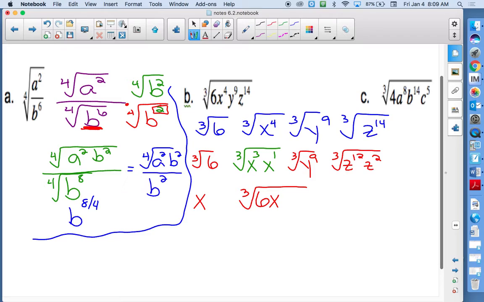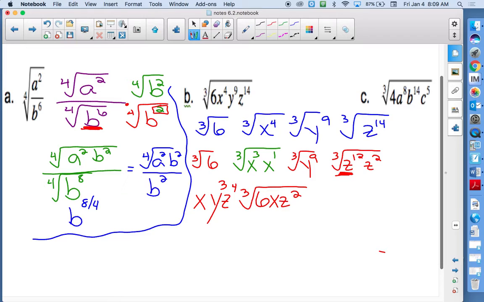How about the cube root of y to the 9th? Good, that's y cubed. And then the cube root of z to the 12th and z squared. So the one that divides nicely, you're going to pull out and actually divide. So 12 divided by 3 is 4. So that one divides nicely, you're pulling that out. If it doesn't divide nicely, it just stays underneath.